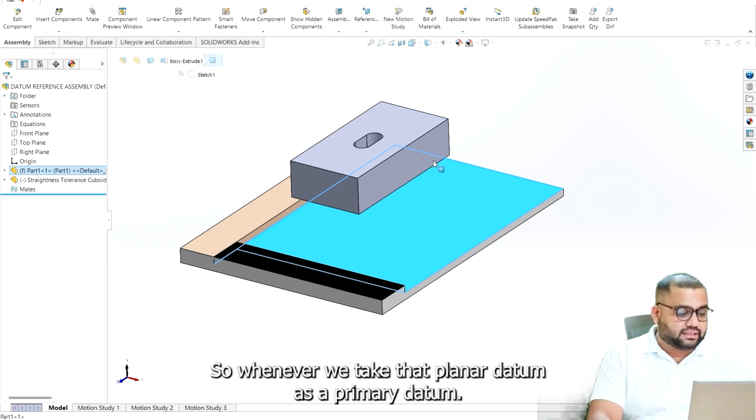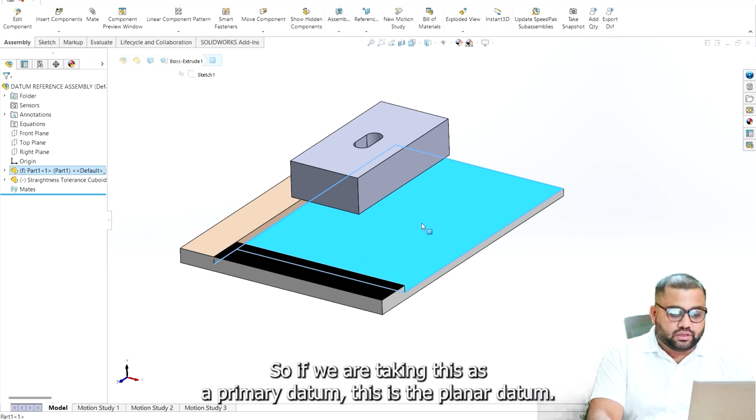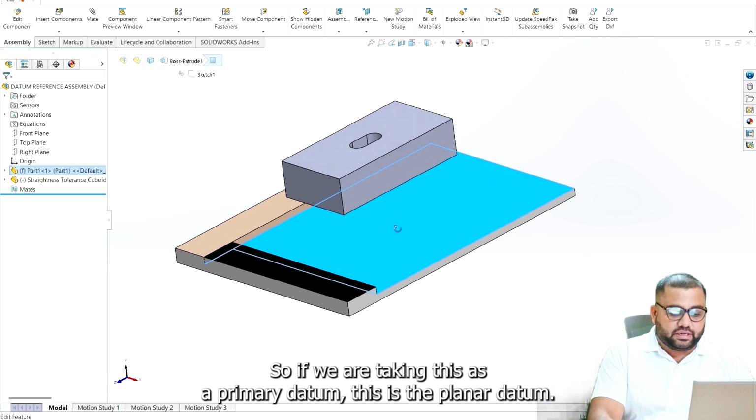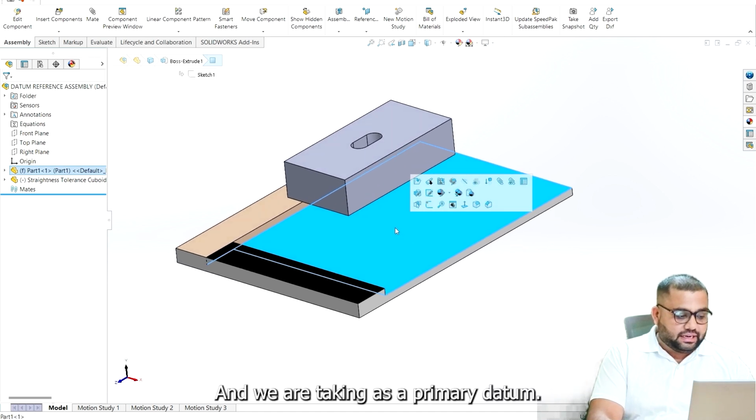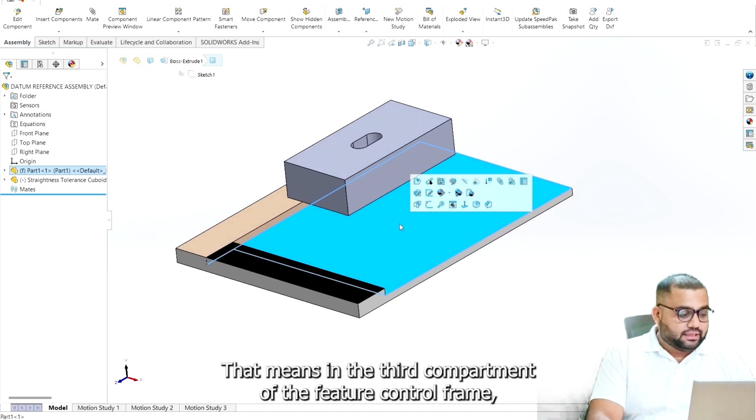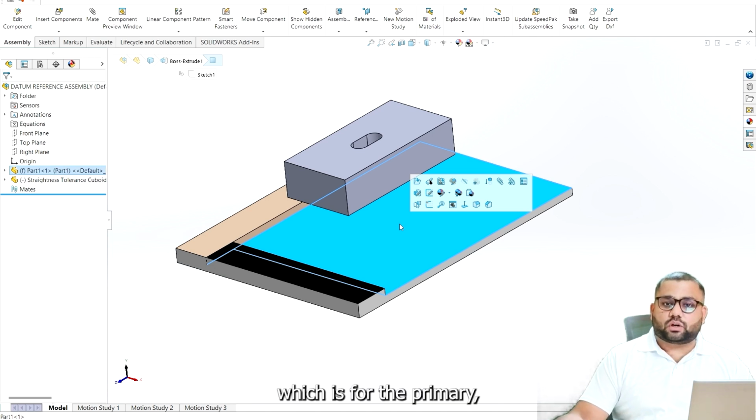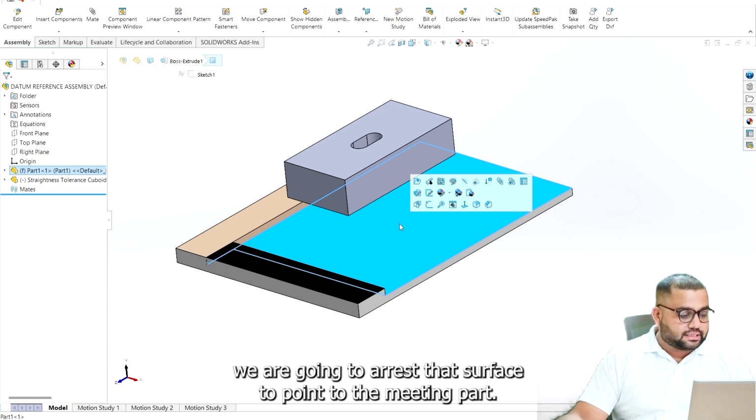Whenever we take that planar datum as a primary datum, that means in the third compartment of the feature control frame, which is for the primary datum, there we are going to arrest that surface onto the mating part.